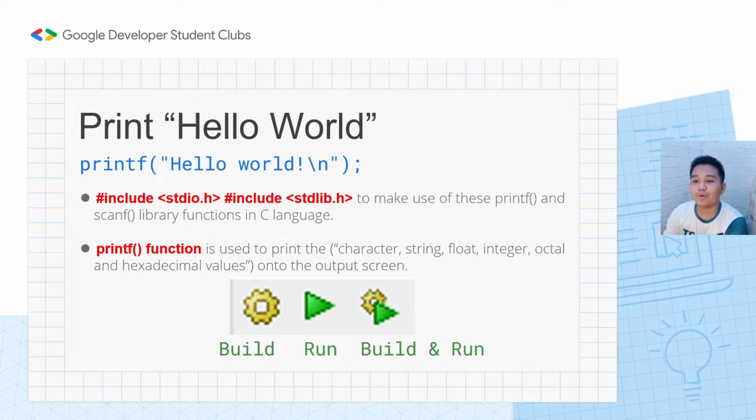I know you will ask, because even I myself, when I first encountered programming, asked what that thing at the top was. So this at the top, include stdio.h, includes the stdio library, to make use of the printf and scanf library functions. The printf will not run if there is no stdio, okay? stdio.h and the scanf library. They will not run, they cannot read what you want to output. Next, the printf function is used to print character, string, float, integer, octal, and hexadecimal. These are the variables. We will tackle that later.